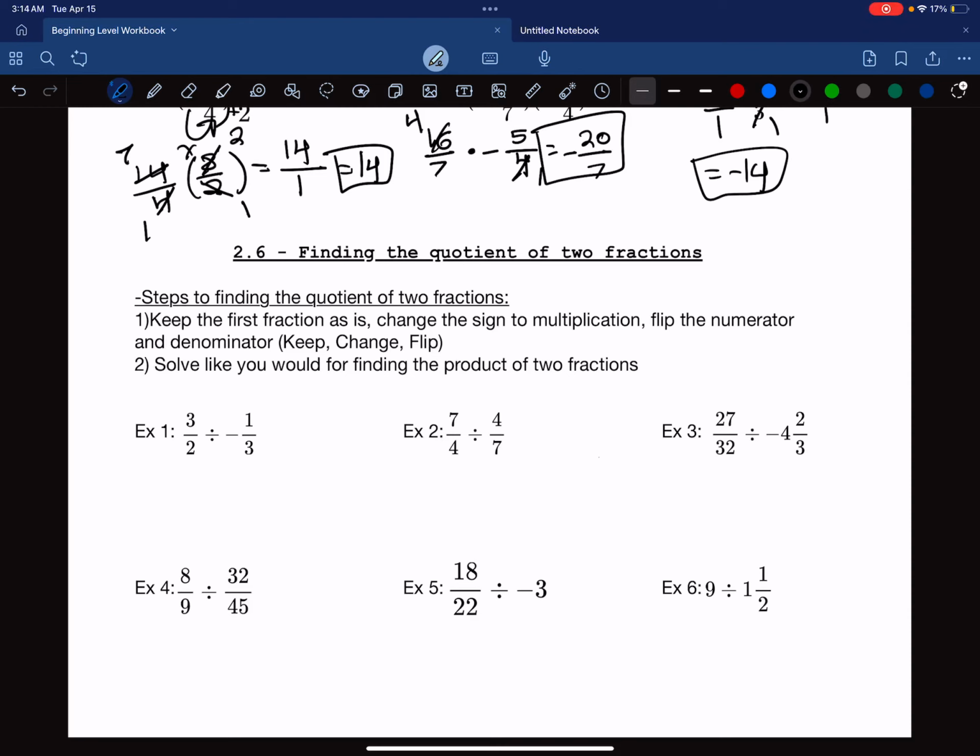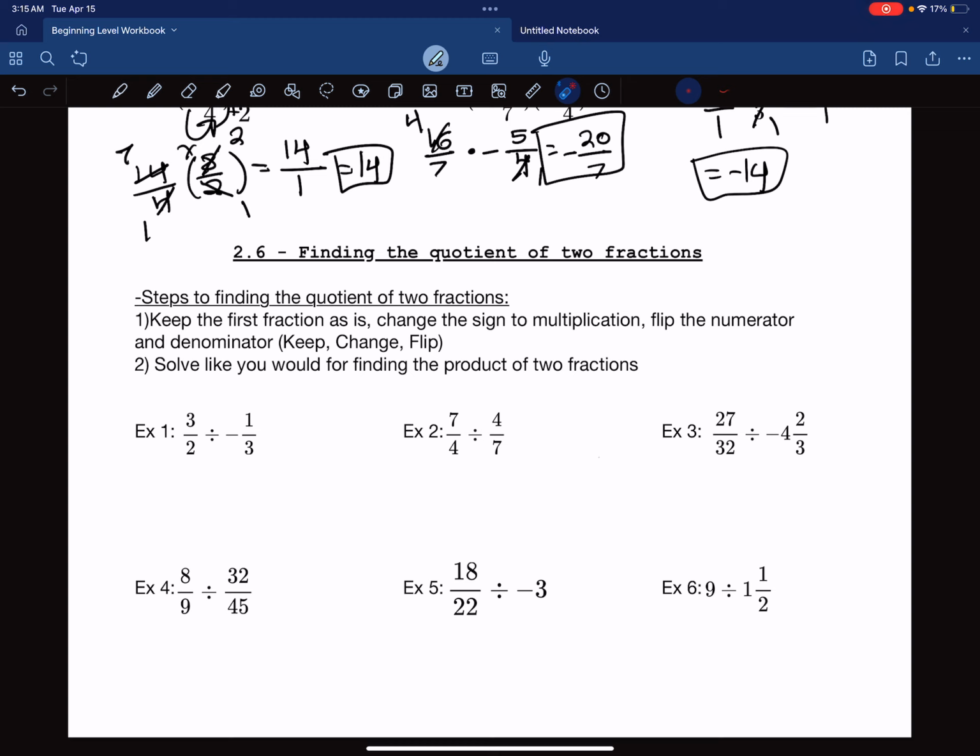Welcome to section 2.6. In this video, we are going to learn how to divide two fractions. Dividing fractions is pretty similar to multiplying fractions, except we have a couple additional steps.